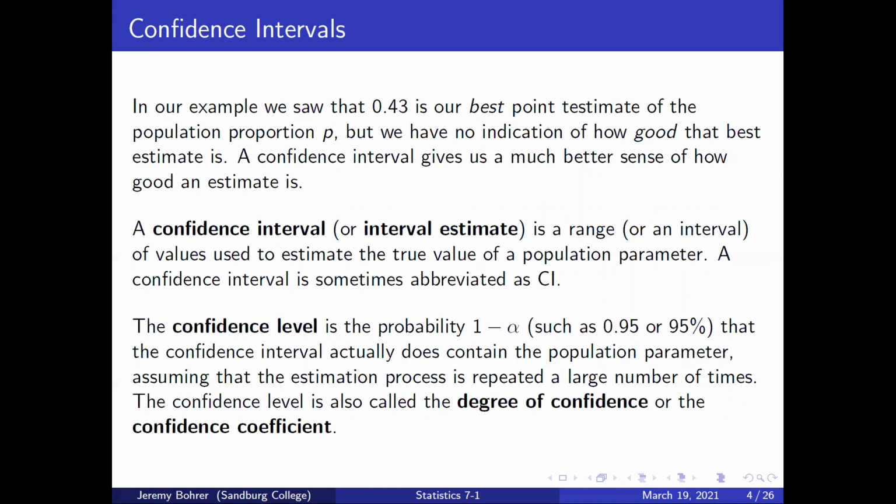The confidence level is the probability 1 minus alpha, such as 0.95 or 95%, that the confidence interval actually does contain the population parameter, assuming that the estimation process is repeated a large number of times. The confidence level is also called the degree of confidence or the confidence coefficient.